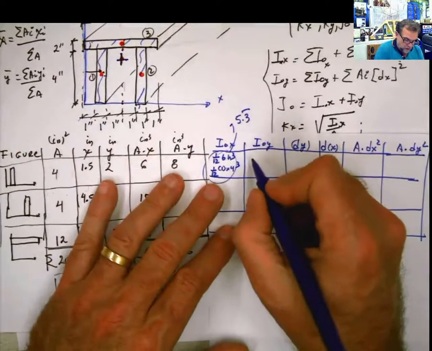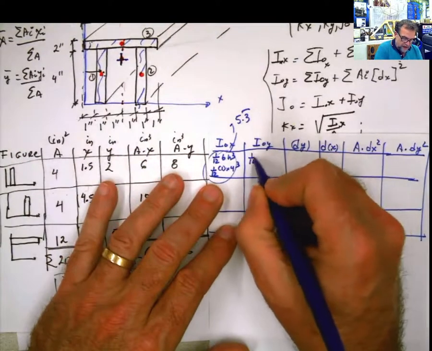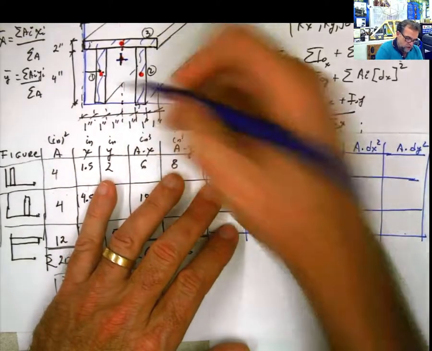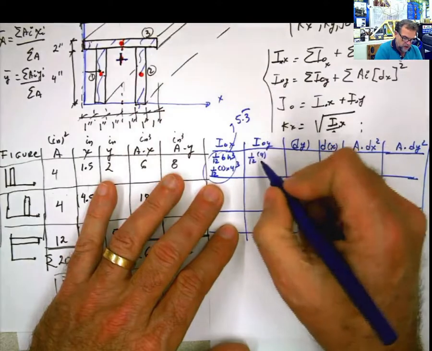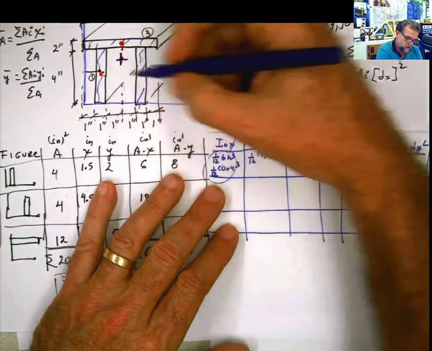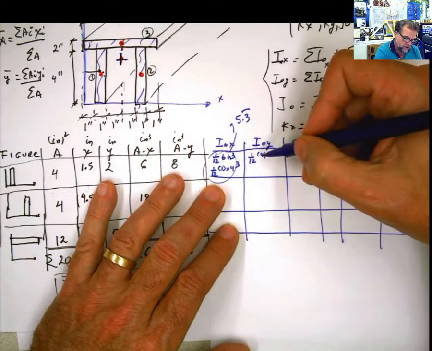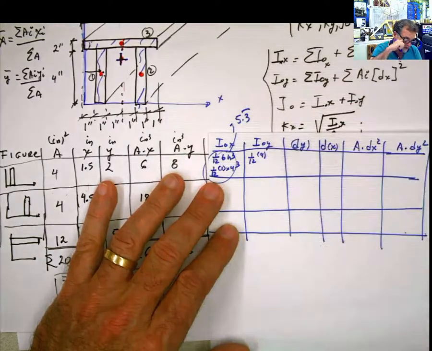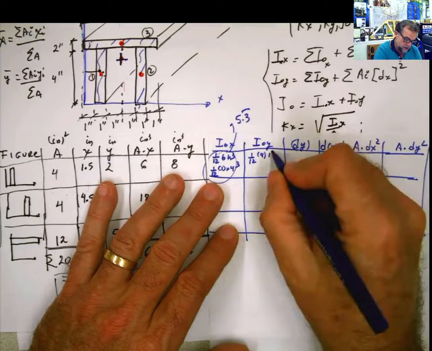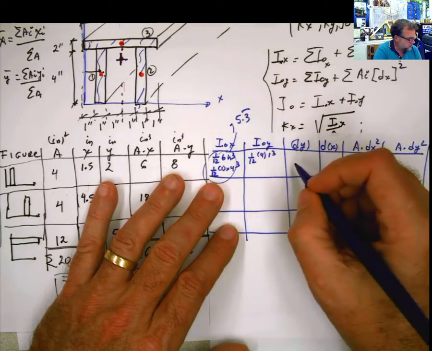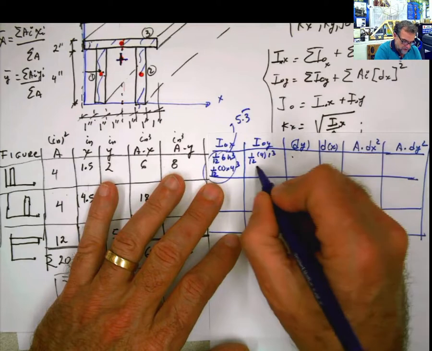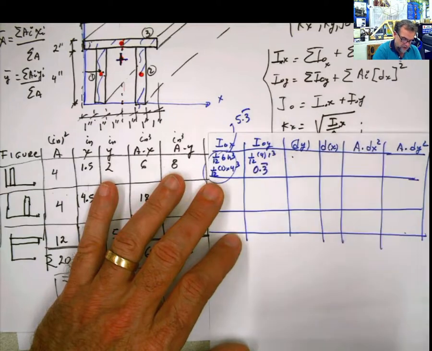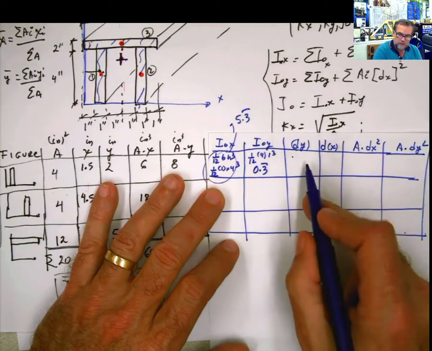So it's going to be 1/12 of h, which is 4, times b to the third. h is 4 and b is 1 to the third, and this is equal to 0.3 periodic.